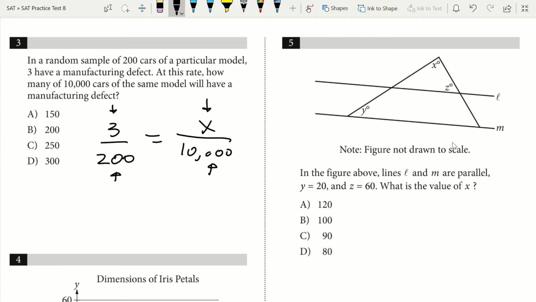I multiply each side by this 10,000. All right, so multiply each side. I get rid of it here. So now I've got 10,000 times 3. That's going to give me 30,000 over 200. When I plug that into my calculator, I will get 150. So 150 will be my answer, and that is answer choice A.